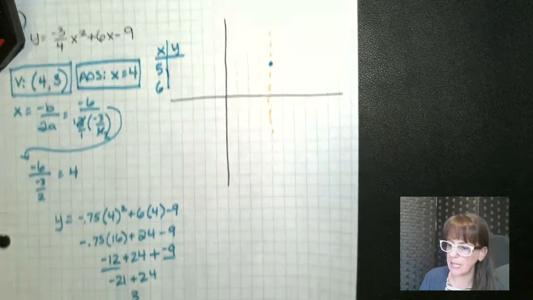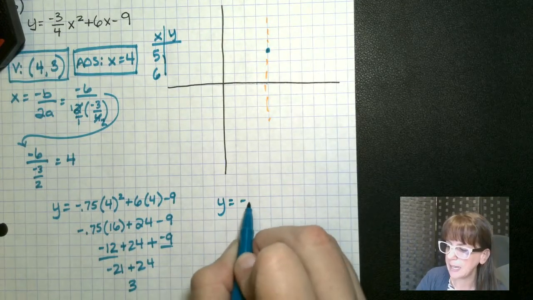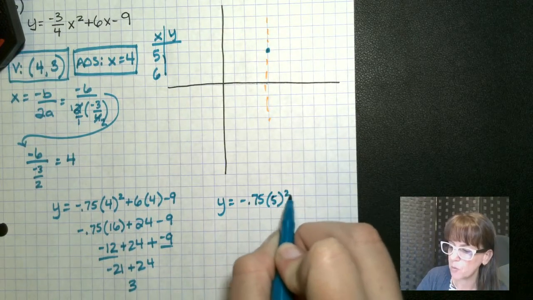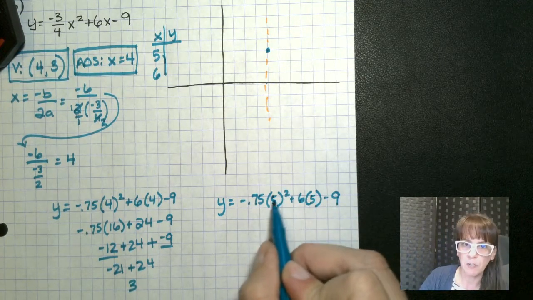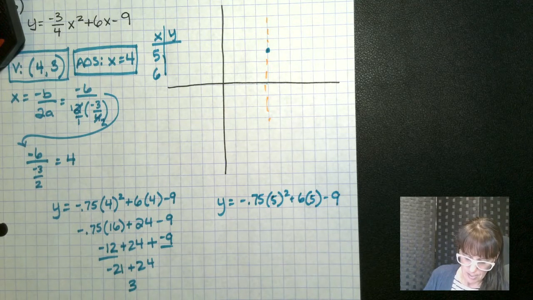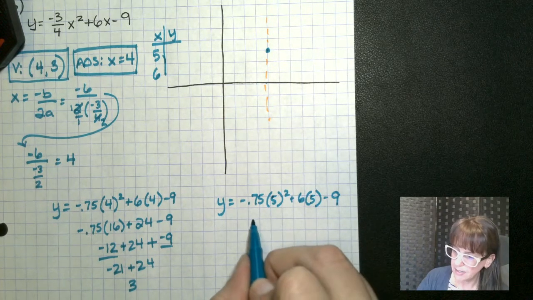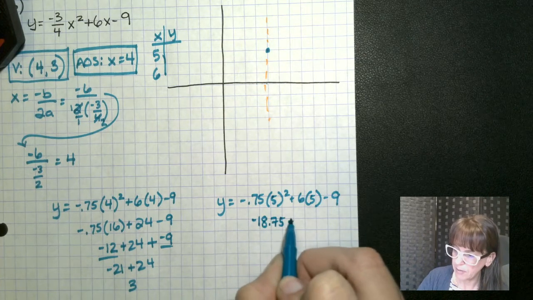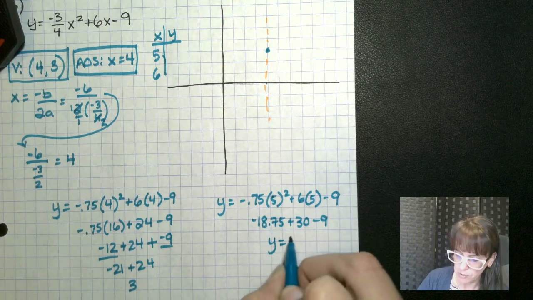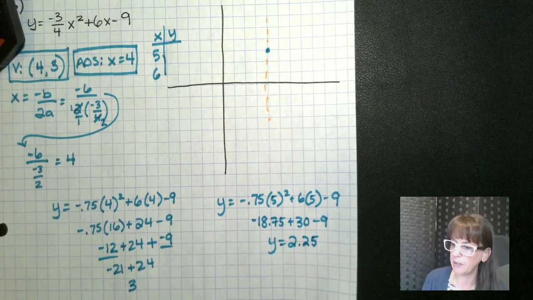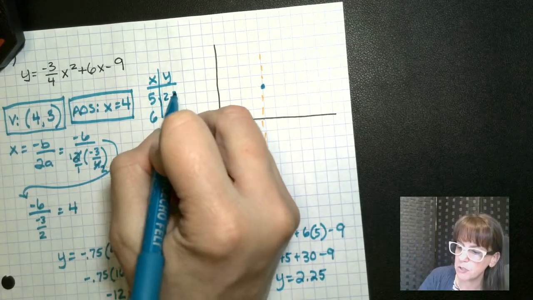So what happens when I plug in 5 here? Y equals negative 0.75 times 5 squared plus 6 times 5 minus 9. Remember, we do this part first, so 25, and that gives us negative 18.75 plus 30 minus 9. Using your calculator, if you have wonky ones like this, I'm sure your teacher will allow you to use your calculator, because otherwise it's kind of a pain. So we get y equals 2.25. So when we have 5, that's 2.25.